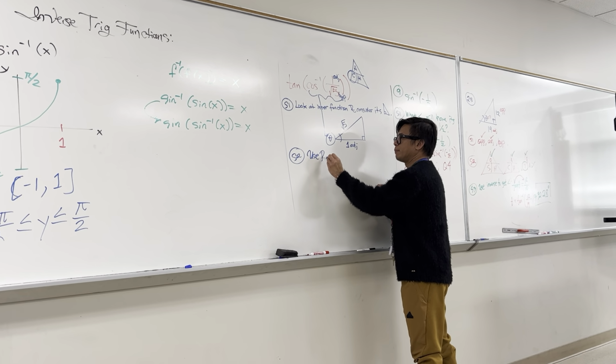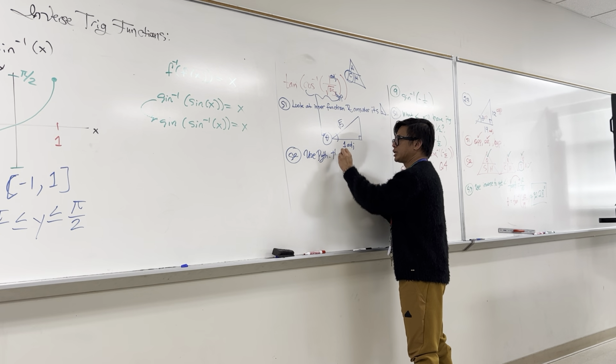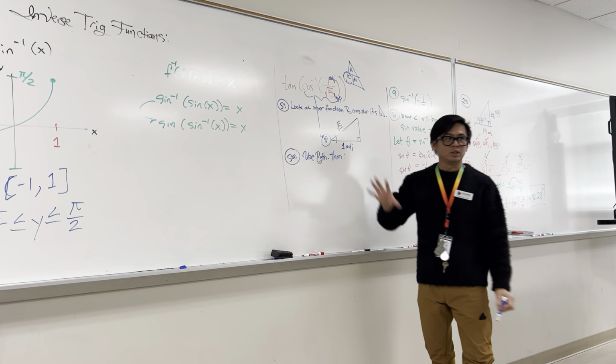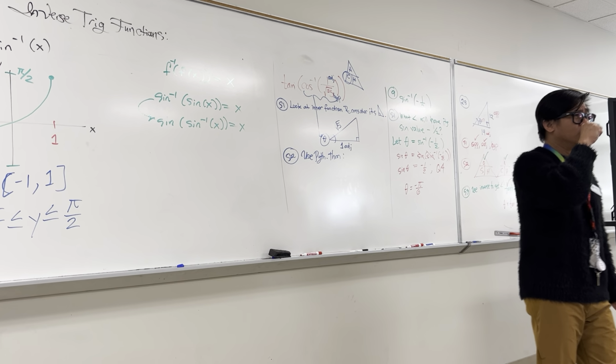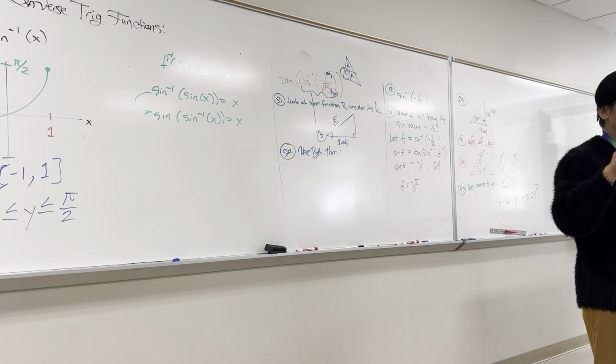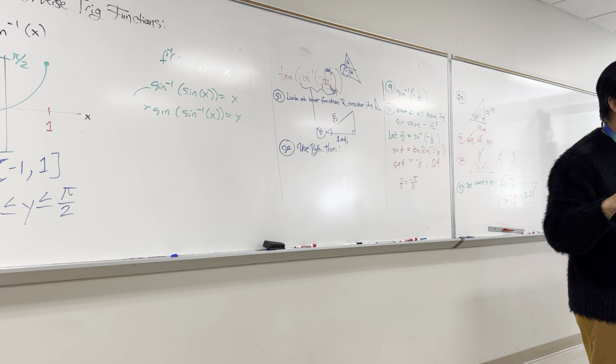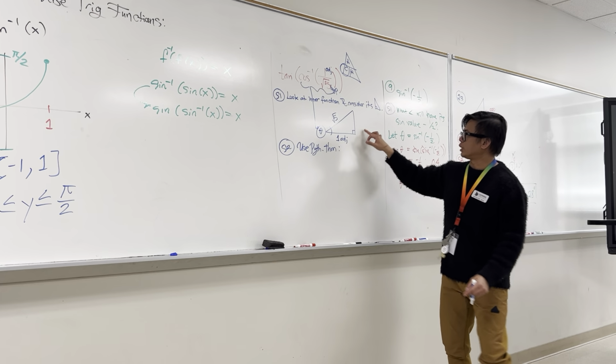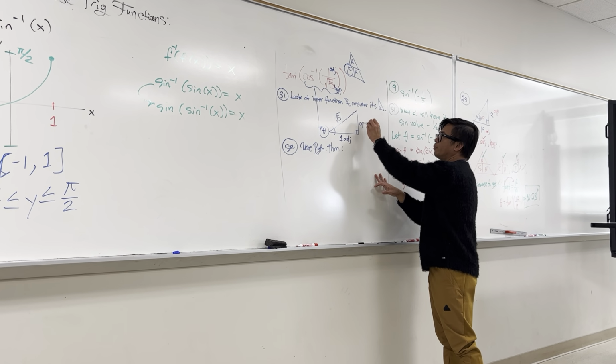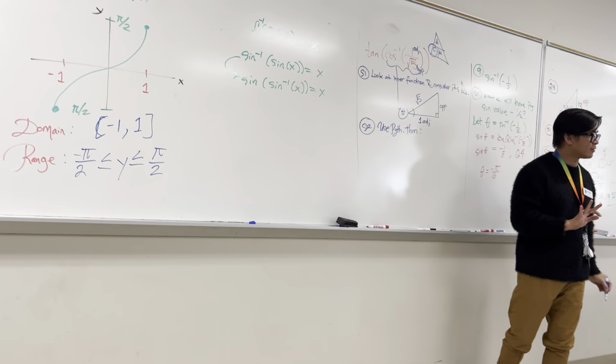Use the Pythagorean theorem. In a right triangle, once you have two legs, you can get the other leg, right? Now let's compute. What are we looking for? The opposite side. Get that?